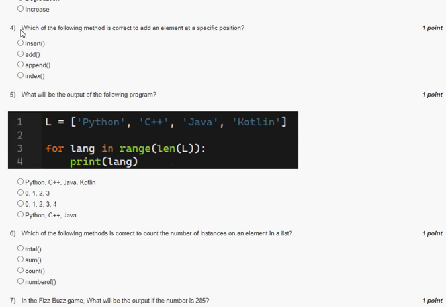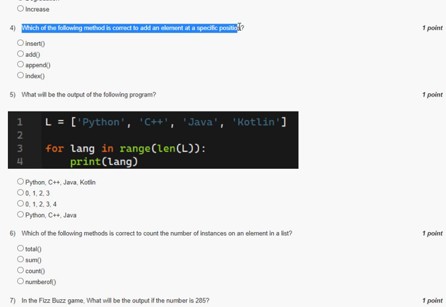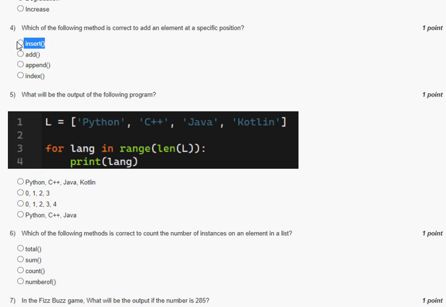Fourth question: which of the following methods is correct to add an element at a specific position? The answer for the fourth question is option 1, insert. Mark option A as the correct answer for the fourth question.